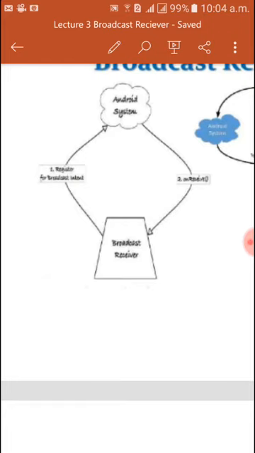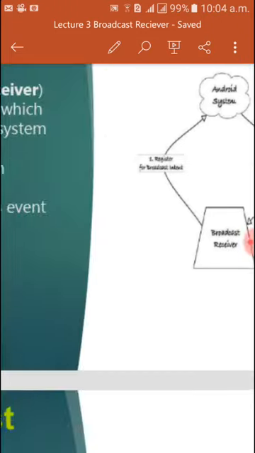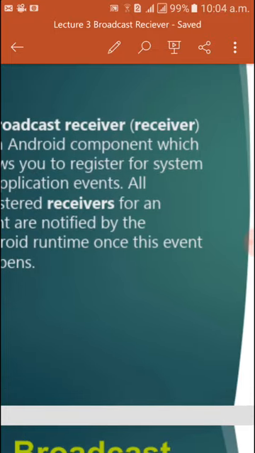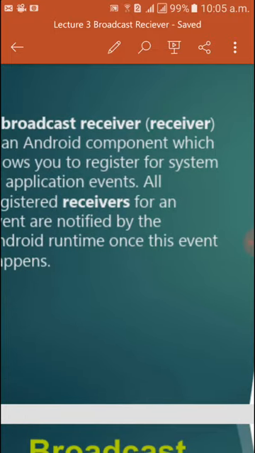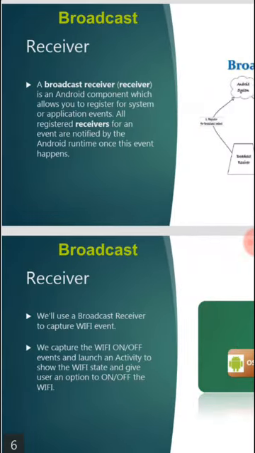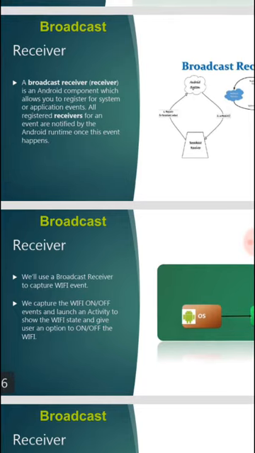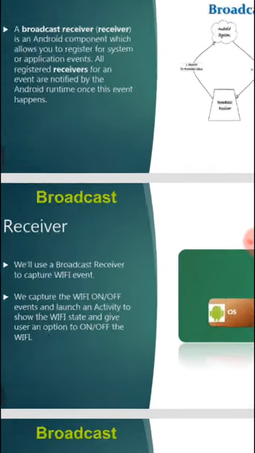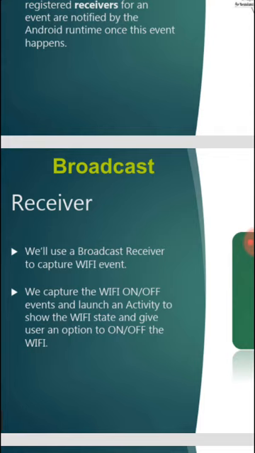This BroadcastReceiver class will provide you the onReceive method, and the intent will have the data of the event, like the message in case of a message event. And in this slide, the Wi-Fi permissions are added in the manifest in order to listen for the Wi-Fi on and off event.